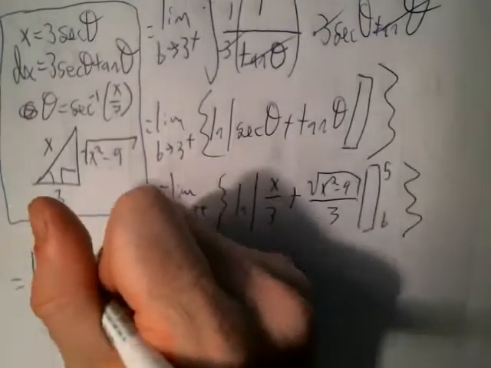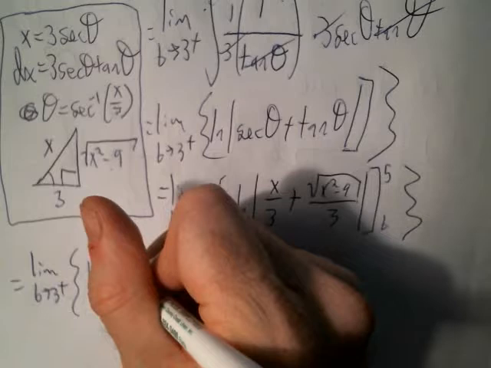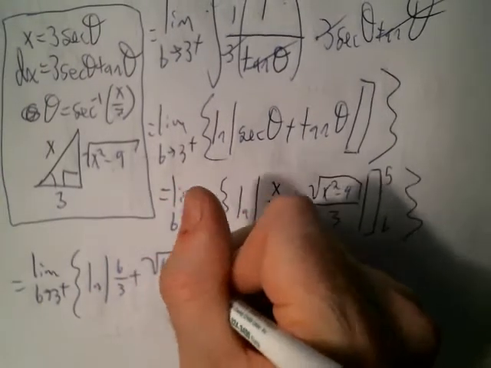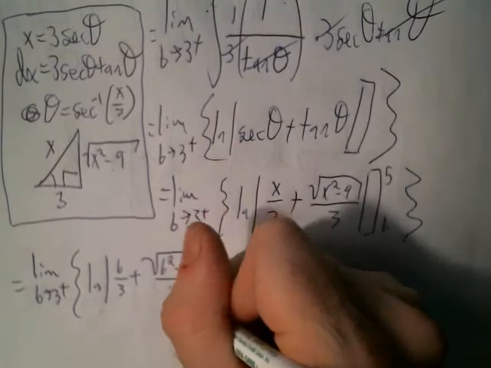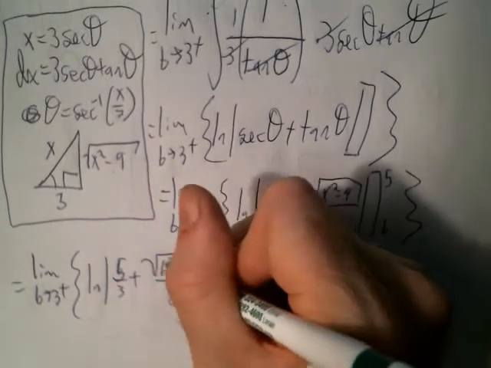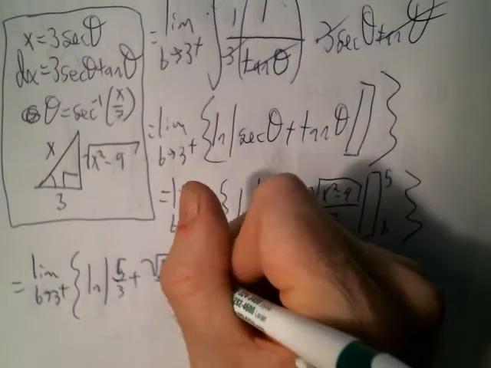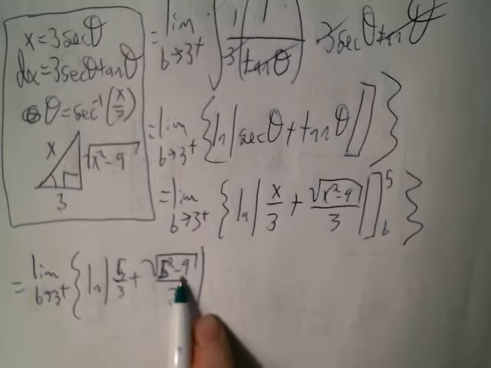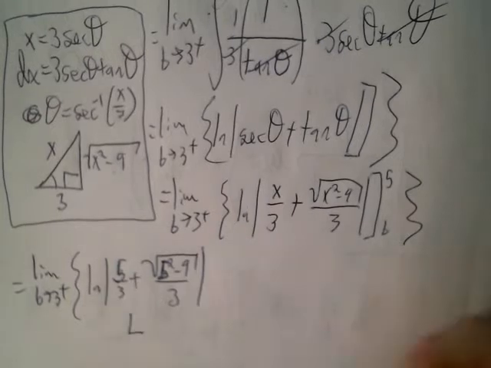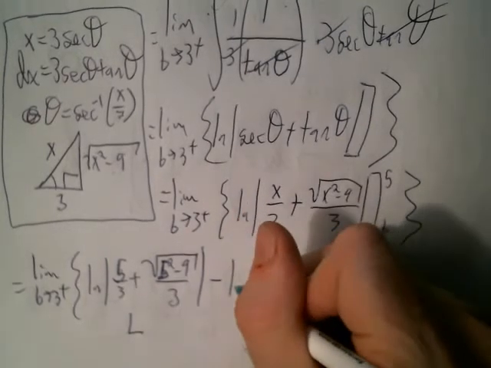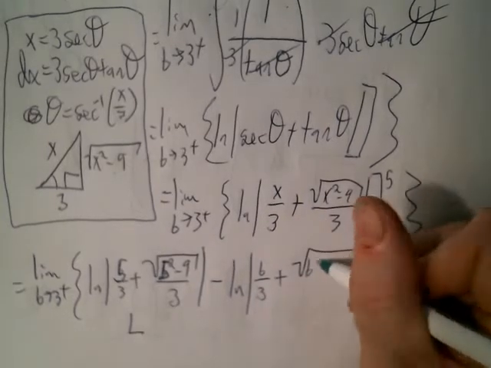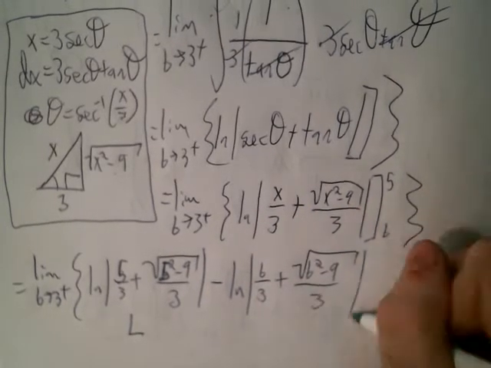The limit as b goes to 3 of ln of the absolute value of b all over 3 plus the square root of b squared minus 9 all over 3. Sorry, I have to put in 5 first. So 5 and then the square root of 5 squared minus 9 all over 3. So what is this? 25 minus 9 is 16. That's 4. 4/3 plus 5/3, so this is some number L. And then minus the ln of the absolute value of b all over 3 plus the square root of b squared minus 9 all over 3.